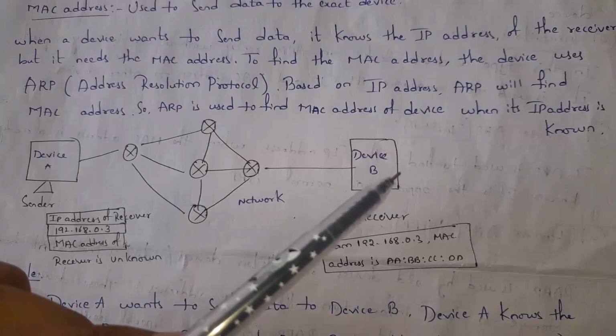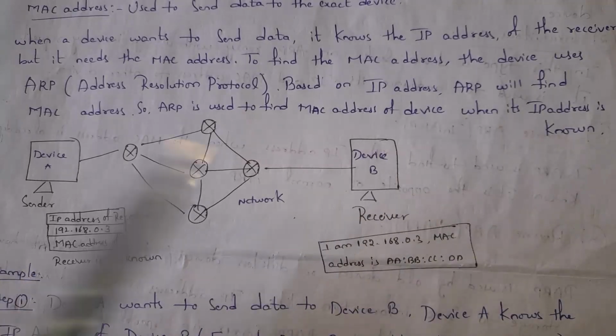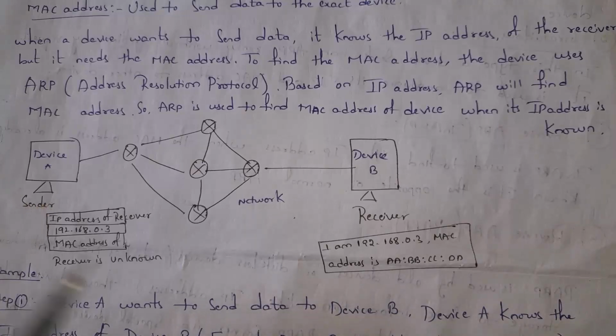So whenever device B receives the ARP request, device B will give an ARP response, that is nothing but device B will send its MAC address to device A. As device A got both the IP address and MAC address, now by using the IP address and MAC address, device A will send data to device B.